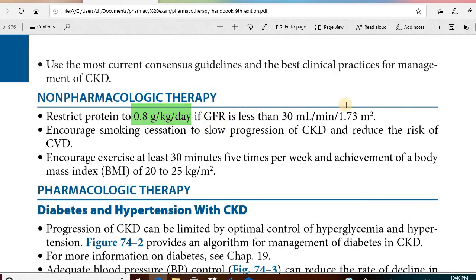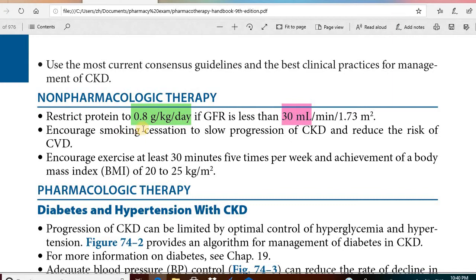But if the GFR is less than 30 ml per minute, then you have to take only 0.8 gram protein per kg per day according to your body weight. It means if the person has 50 kg, then he has to take 0.8 into 50. So whatever the figure is, you have to take that amount of proteins.